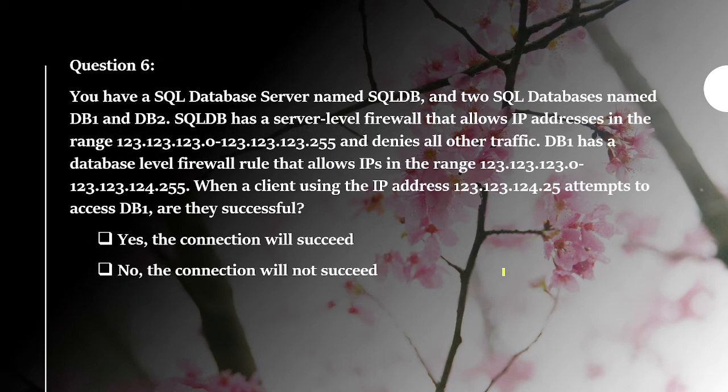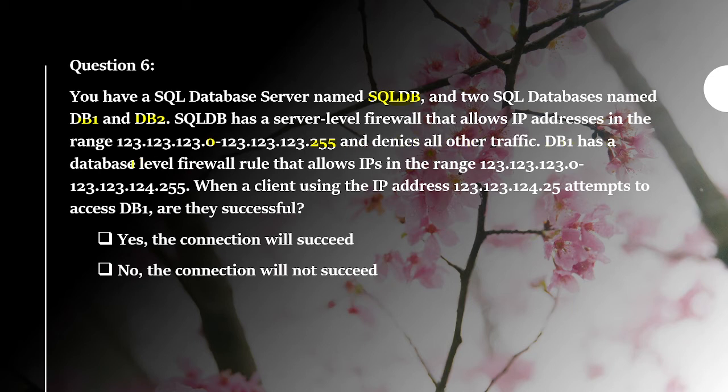Okay, the next question is, you have a SQL database server named SQL DB. Please try to understand the question. We have one SQL server named SQL DB and 2 SQL databases named DB1 and DB2. SQL DB has a server level firewall that allows IP addresses in the range of 123.123.123.20 to 123.123.123.255. This is server level, okay? 0 to 255. Just remember this one. And it denies all other traffic.